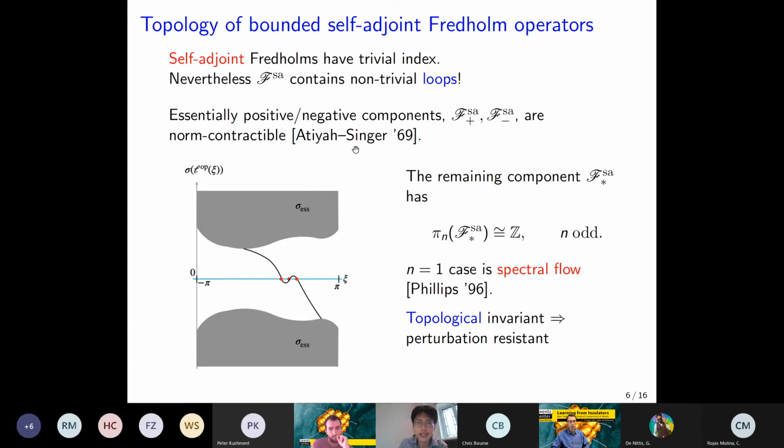Right? So in particular, Thiang and Singer showed that if you look just abstractly at the topology of the space of self-adjoint Fredholm operators, then its fundamental group is isomorphic to the integers. Okay, and its third homotopy groups, fifth homotopy groups, and so on, they're all isomorphic to the integers. This is a bit abstract, but concretely in the n equals 1 case, this is just the spectral flow, which we already saw in the case of the Chern insulator on a half space.